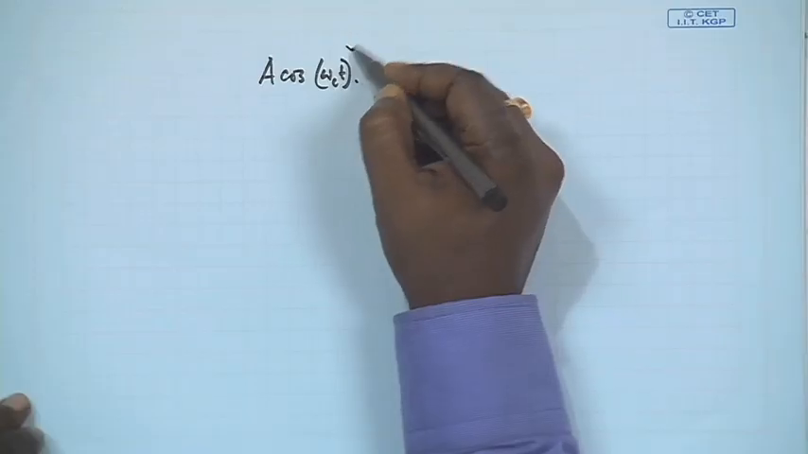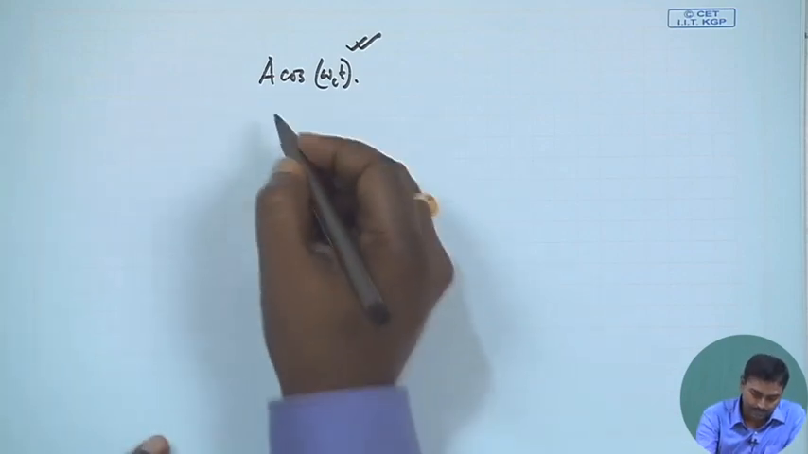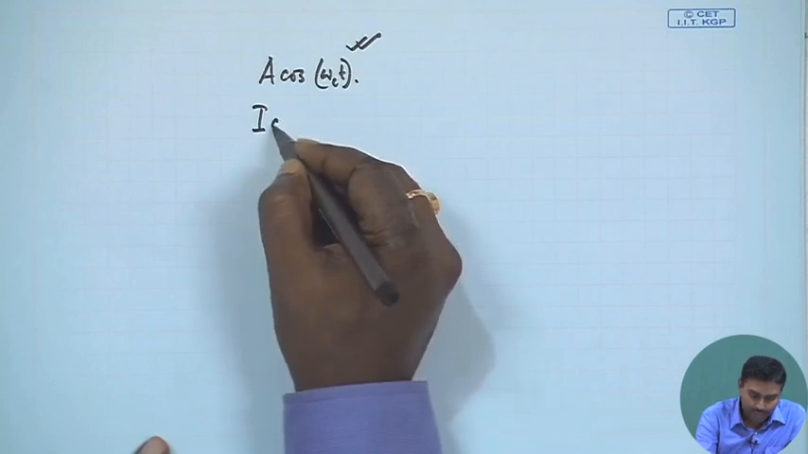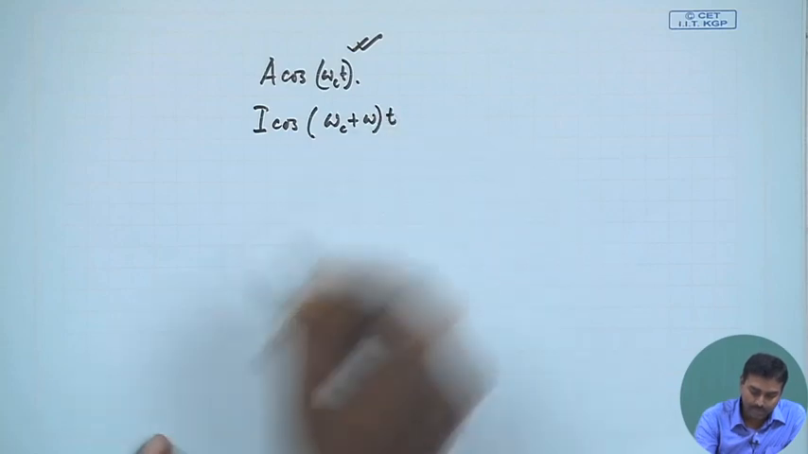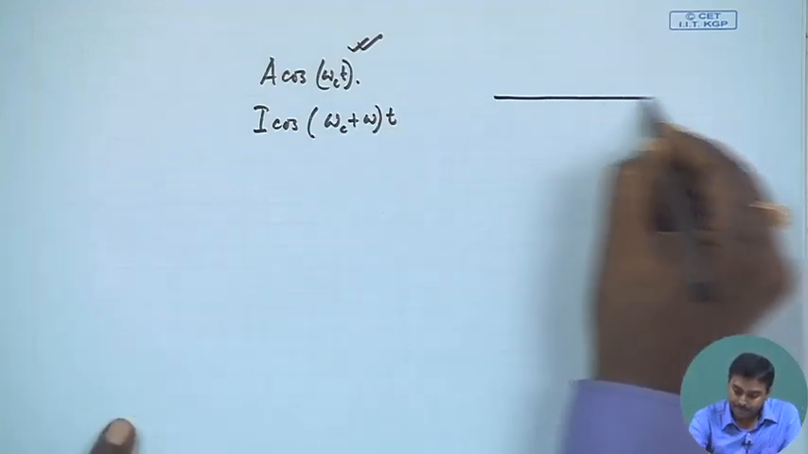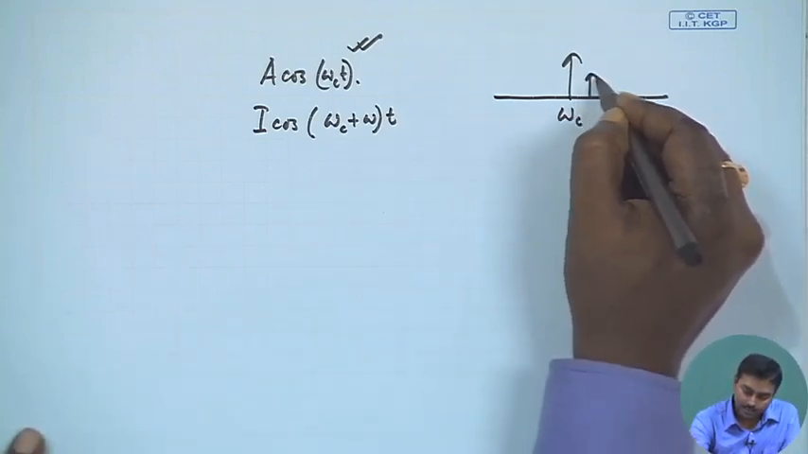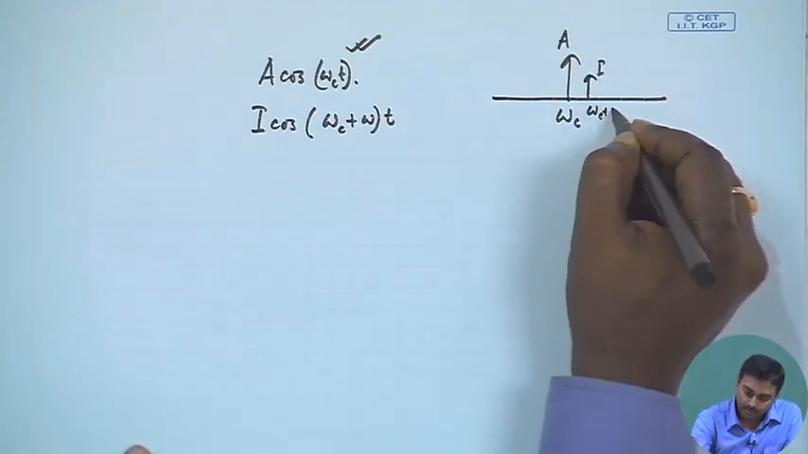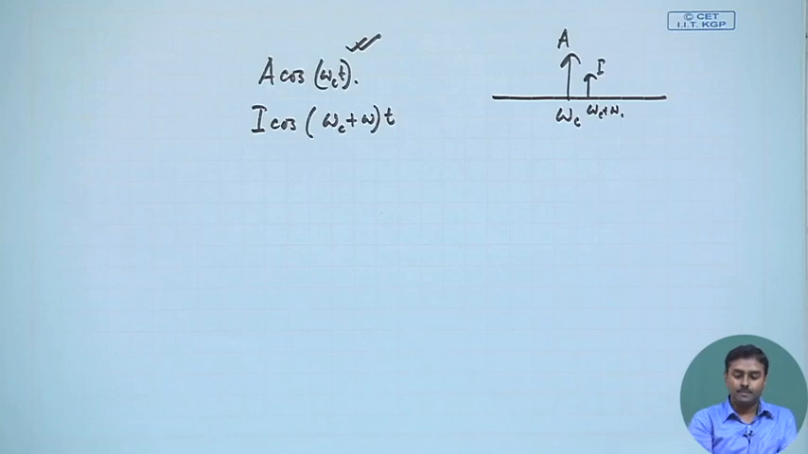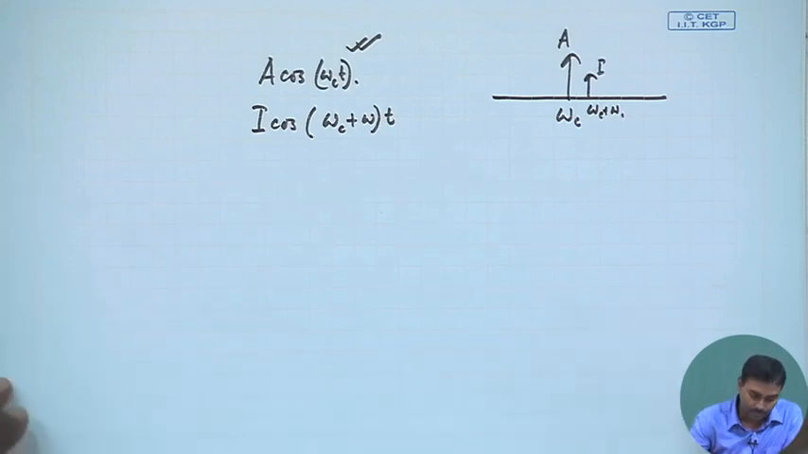Let us say this is the desired carrier at omega c, and nearby that we have some interferer which has a strength of I. So the frequency is omega c plus omega. This is the interferer, and we have to see what the effect of this interference is and what FM does with this interference. That is something we wish to check.